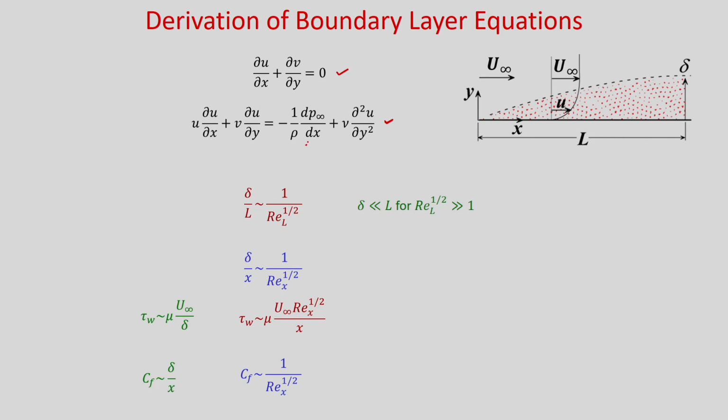Then we have derived this relation delta by L is of the order of 1 by root Re_L, and if delta by L is much smaller than 1, obviously it has to be a high Reynolds number flow. And for any x we have written delta by x as this expression, and from here we have written the shear stress as of the order of mu u infinity by delta and we got this expression. And then we have seen that your friction coefficient is of the order of delta by x and C_f will be 1 by root Re_x.